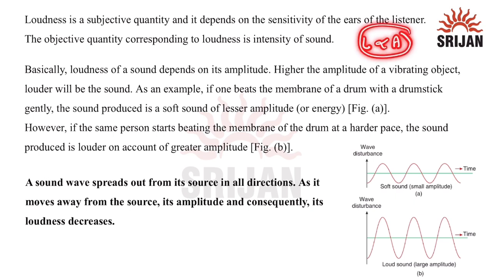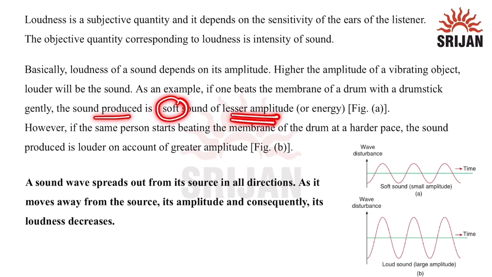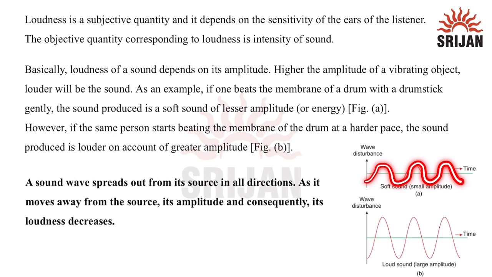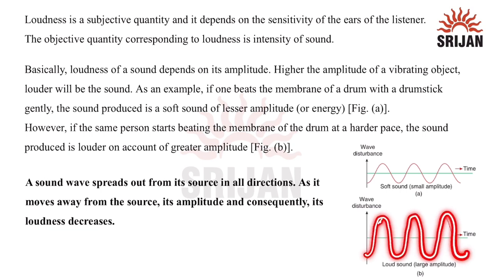As an example, if one beats the membrane of a drum with a drumstick gently, then the sound produced is soft, with a lesser amplitude, or we can say energy, as you can see in the first figure. But if I beat the membrane of the drum harder, the sound produced is louder on account of greater amplitude, as you can see in this particular picture. The amplitude has increased from the previous case.